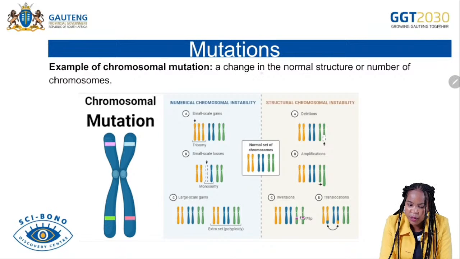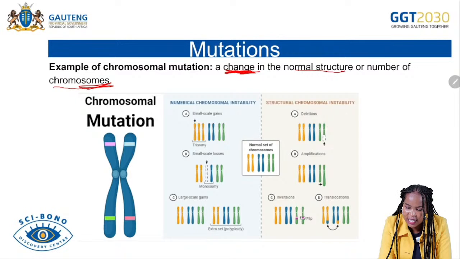We said chromosomal mutation can be defined as a change in the normal structure or the number of chromosomes. So now let's see this in action. When you take a look at this picture here at the bottom, it shows you how the structure of a chromosome can change, or how the number of chromosomes can change. When you take a look at this little box here in the middle, it shows you the normal set of chromosomes.